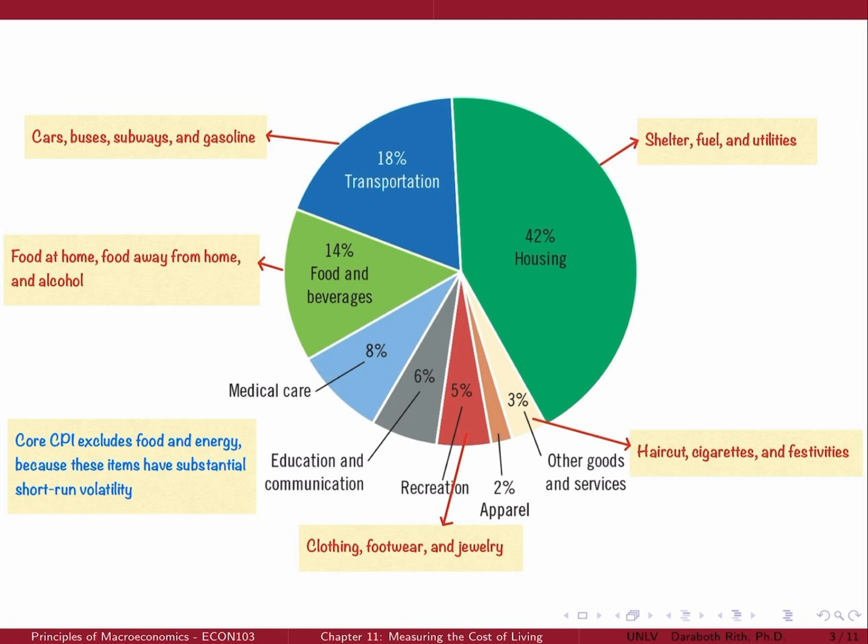A smaller component is the category of other goods and services, which includes items such as haircuts, cigarettes, and various festivities. Additionally, it's important to note the concept of the Core Consumer Price Index, CPI, which excludes food and energy. This is due to the fact that prices of these items exhibit significant short-term volatility.